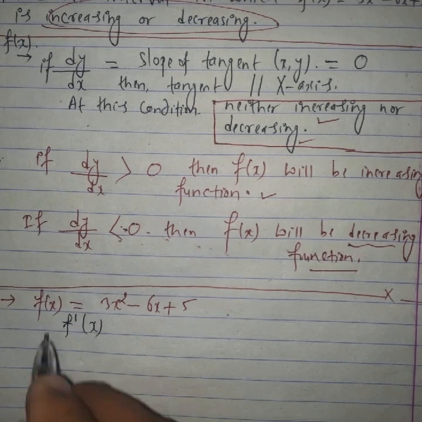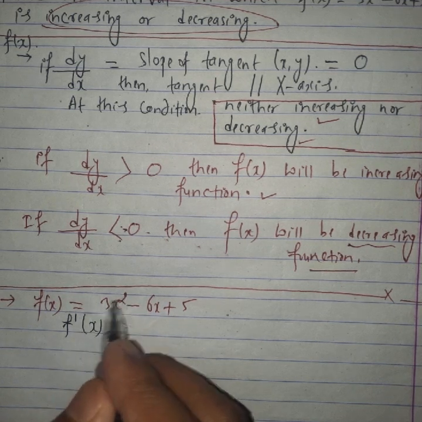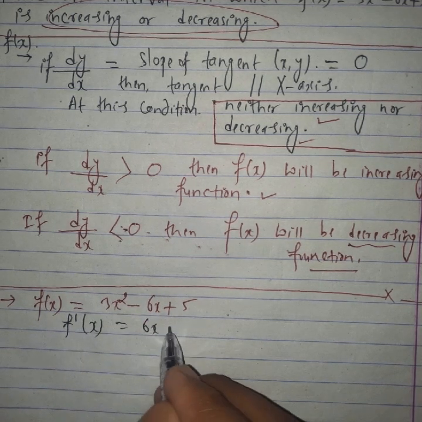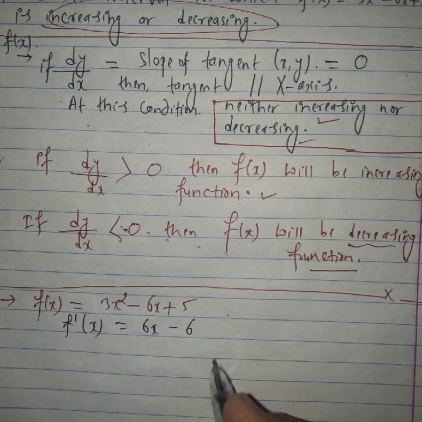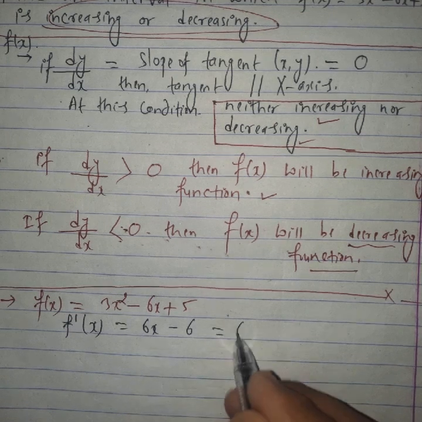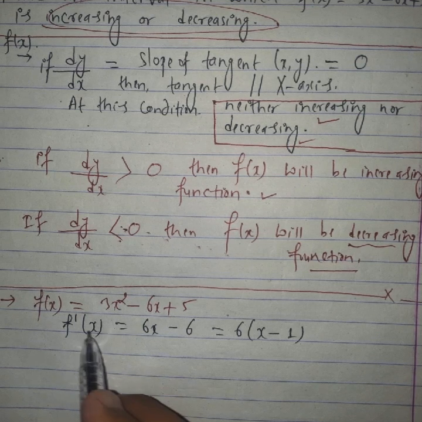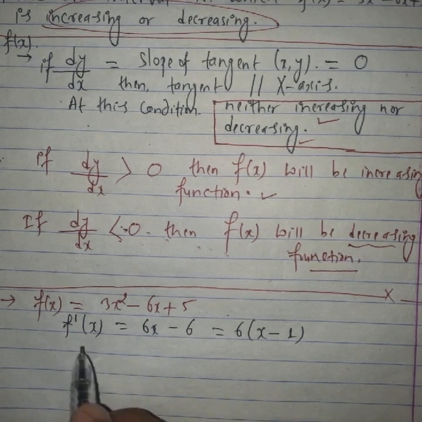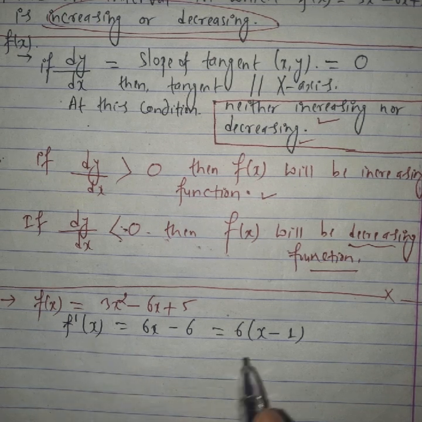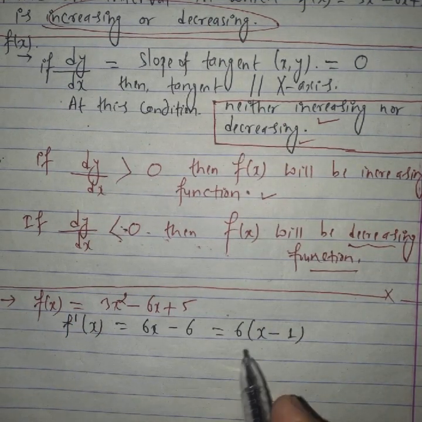derivative. Let's differentiate this function with respect to x, and after differentiating, this will be 6x minus 6, and the derivative of 5 is just 0. Here we can take 6 as common, giving 6 times x minus 1. Here the first derivative is 6 times x minus 1, and with it we are going to evaluate the interval for which the function is increasing or decreasing.